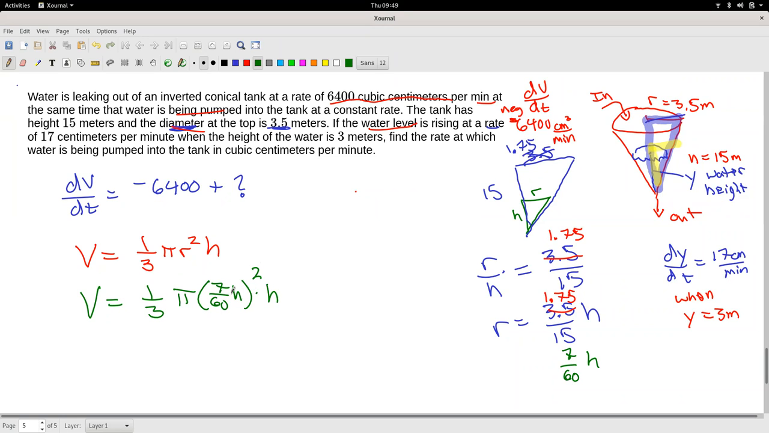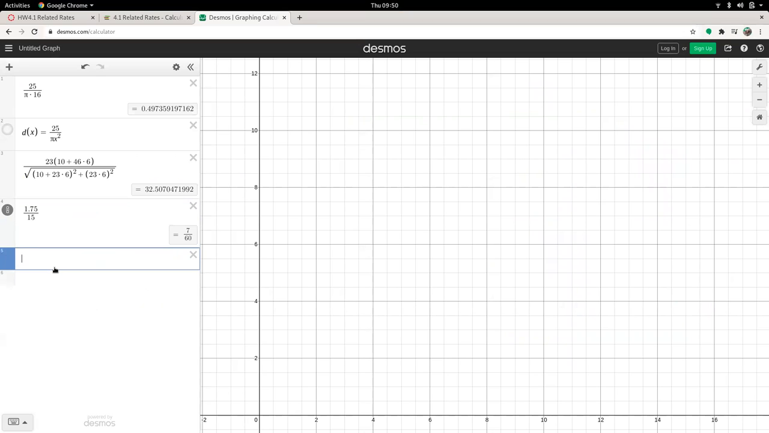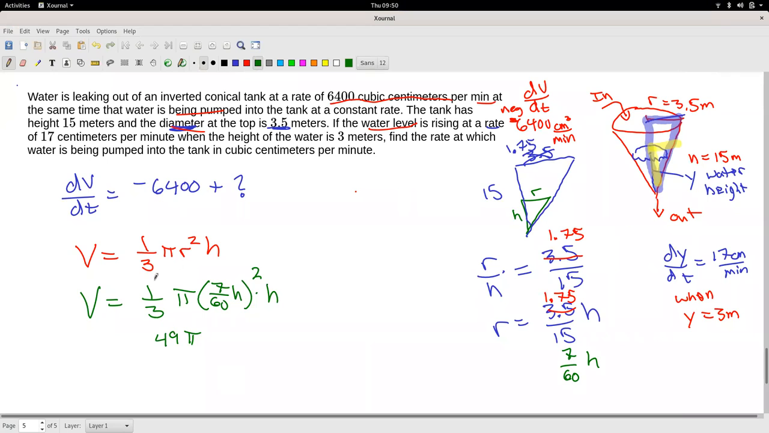And so cleaning that up, we're going to get, let's see, 7 squared is 49 pi. 60 squared, 60 times 60 is 3,600. Times 3 is 10,800. Sure, sounds right. So we've got our 1/3 in there, we've got our pi, our 7 squared, and our 60 squared. Then I just have h squared times h, which is h cubed. So this is my new revised equation right there.